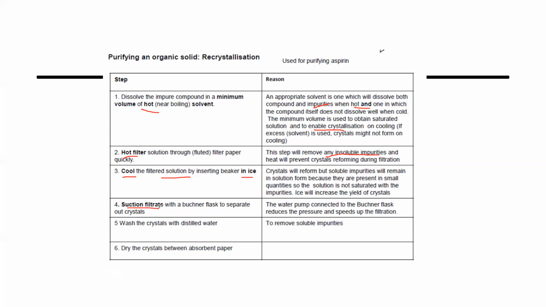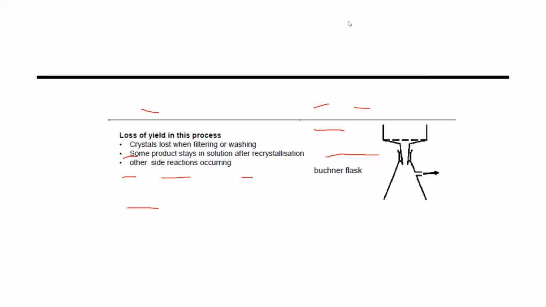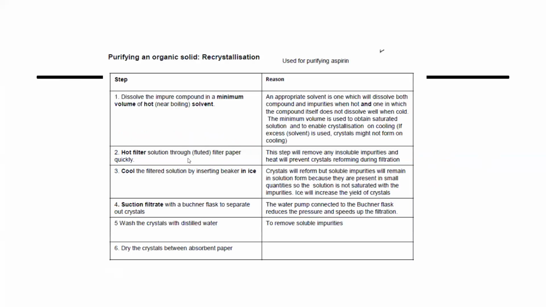And then we can use a suction filtration. What is a suction filtration? If we filter under reduced pressure, we call that a suction filtration or Buchner funnel. We remove the air from this, so it is fast. The advantage of this Buchner funnel, filtration under reduced pressure, is that it will be fast and will obtain a dry solid. Then wash the crystal with distilled water to remove the soluble impurities, and then dry the crystal with absorbent paper or tissue paper or a filter paper.